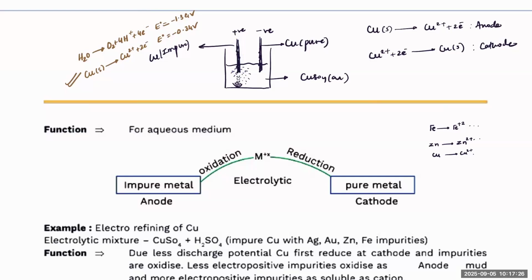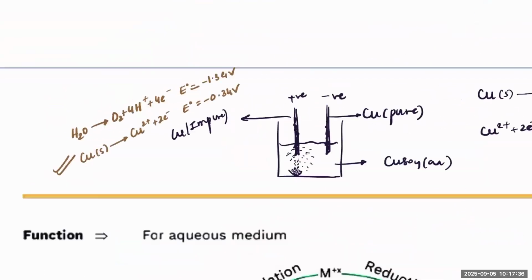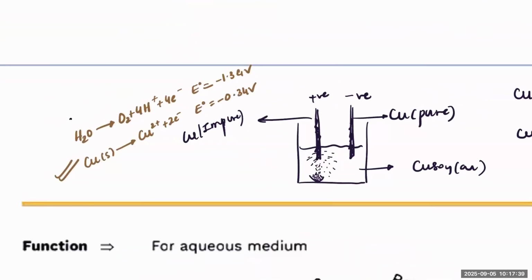So what are we expecting? At the anode, you have to get an oxidation done. For oxidation, what are the reactions that are possible here? One is SO4 2 minus. 2 moles of SO4 2 minus can get oxidized to convert into S2O8 2 minus plus 2 electrons. But for that, the E naught value is minus 2.5 volts.